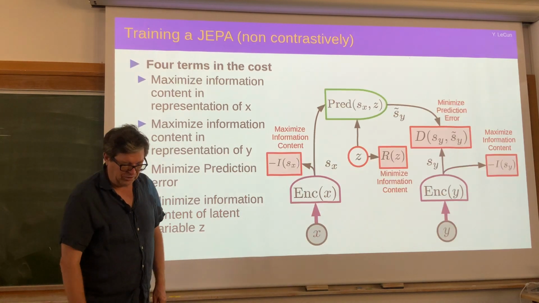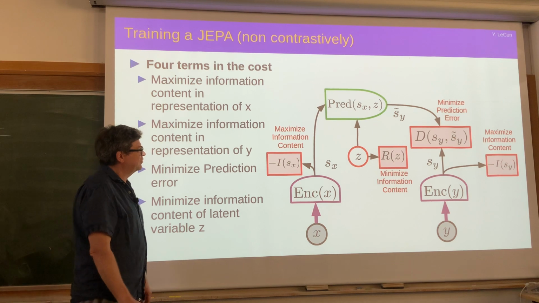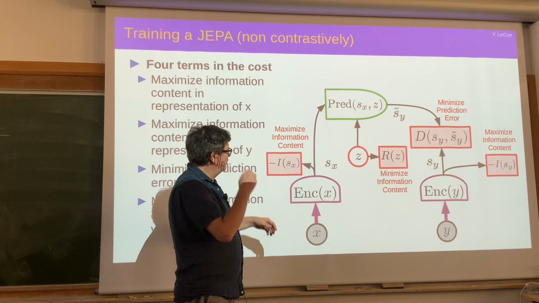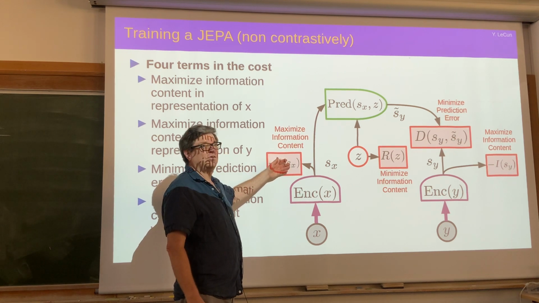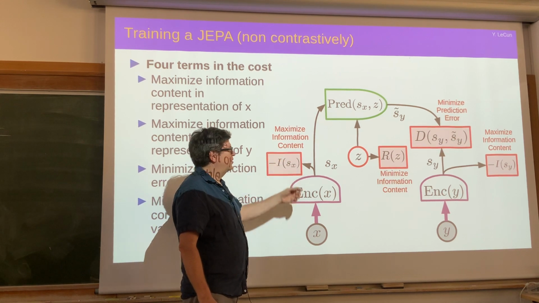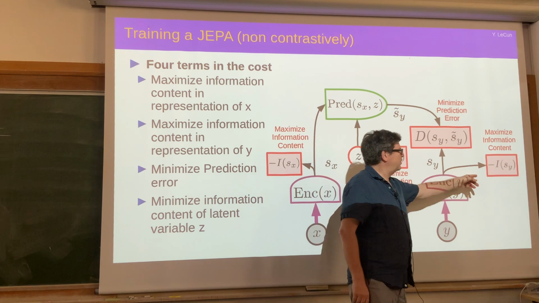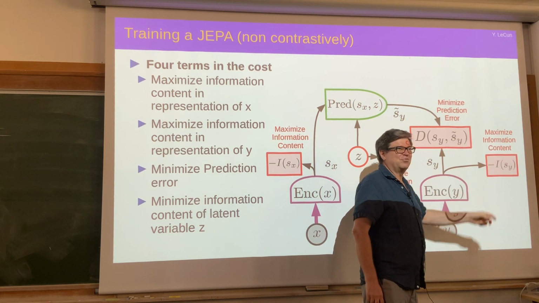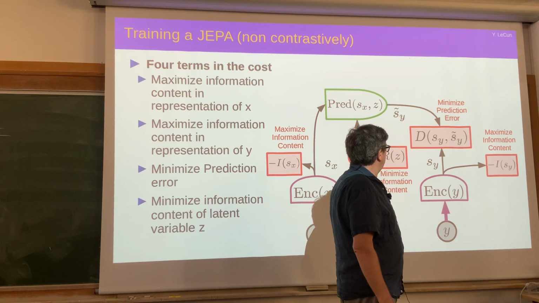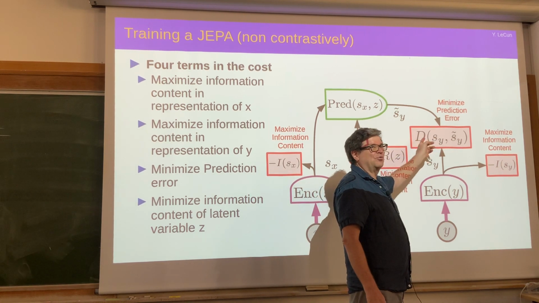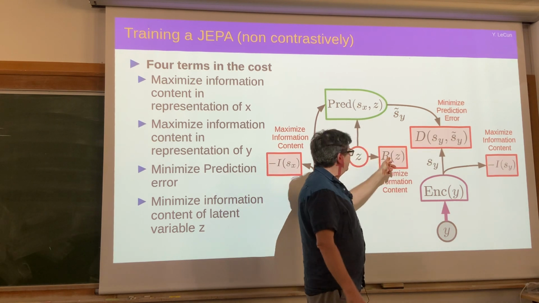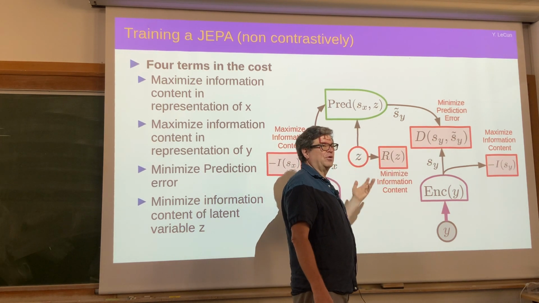One way you can do this is through a conceptual loss function that will maximize the information content of Sx, and maximize the information content of Sy. The difficulty here is going to be how do we estimate information content? Then minimize the prediction error using some divergence measure, d squared, something. And then regularize this latent variable, because we can have a collapse.